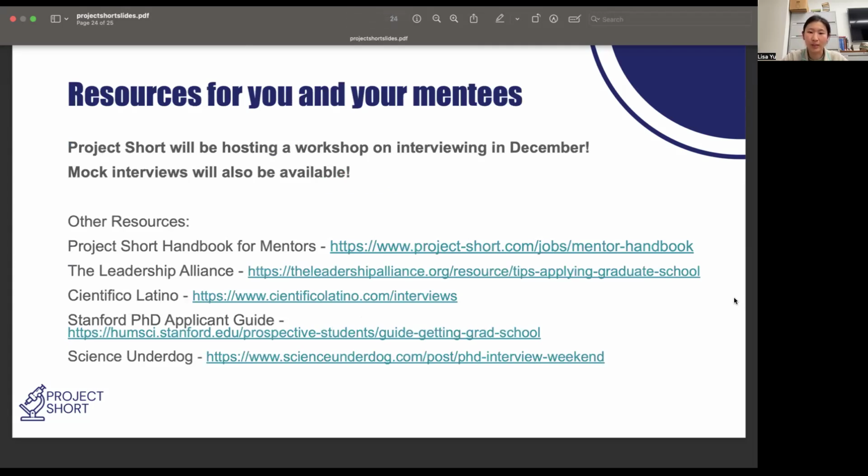And we also want to make sure that you and your mentees know that we have lots of resources available. So for your mentees specifically, we'll be hosting a workshop on interviewing in December, so make sure they watch out for that. And then mock interviews will be available, so also encourage your mentees to sign up for that, since I think doing a mock interview with someone completely new is a very different experience than with your mentor that you've been working with for a long time. And then for you, the mentors, we also have this big list of resources that we'll send out. So lots of places to get more details on this.